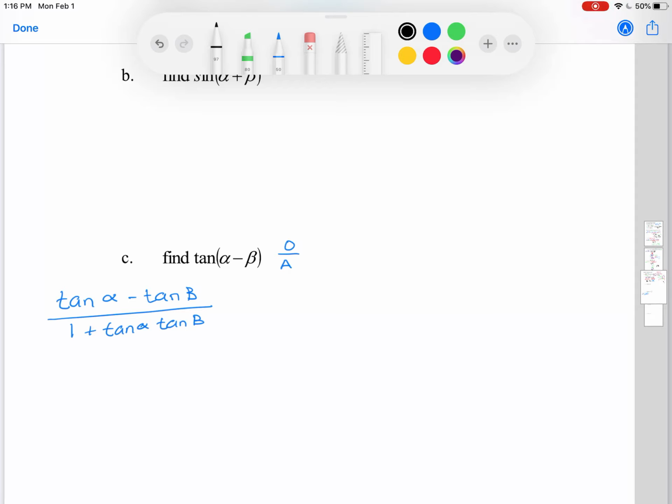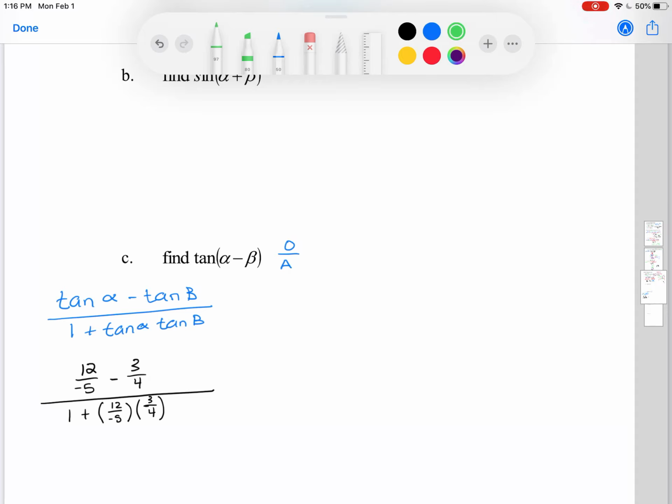Tangent of alpha. Looking at my second quadrant, tangent there would be 12 over negative 5. Just want to be sure. Yes, 12 over negative 5 minus tangent of beta, which would be 3 over 4, divided by, again, we are working with lots of fractions here, but that's okay. We will get through them. 1 plus tangent of alpha again, which we said was 12 over negative 5, and tangent of beta, positive 3 over 4.